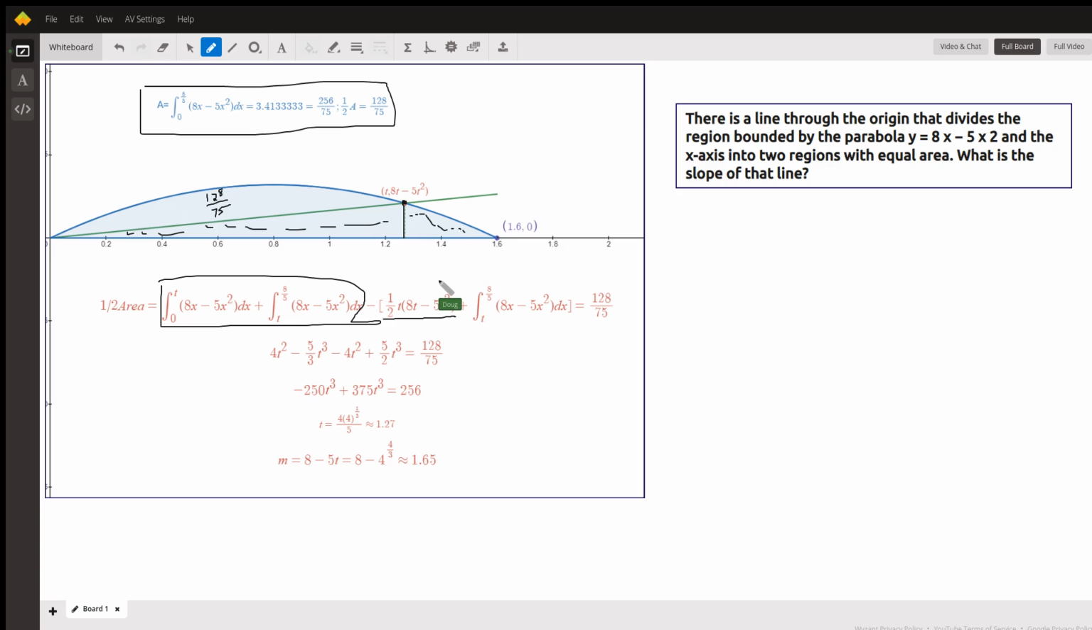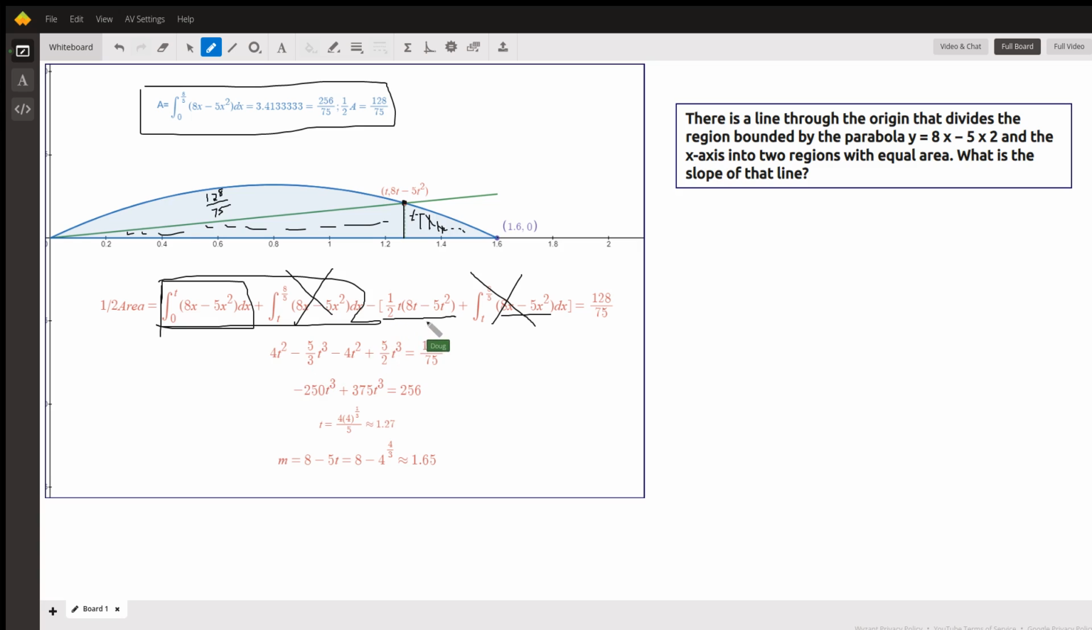You could set up a definite integral to do that too, but you'd have to come up with the equation of this line, plus this area right here, which is the definite integral from t to 8/5 of 8x minus 5x squared. Well, when we remove the parentheses, these two terms drop out. That's the key. And so the definite integral here, if we find an antiderivative and evaluate from 0 to t, we get 4t squared minus 5/3 t cubed.